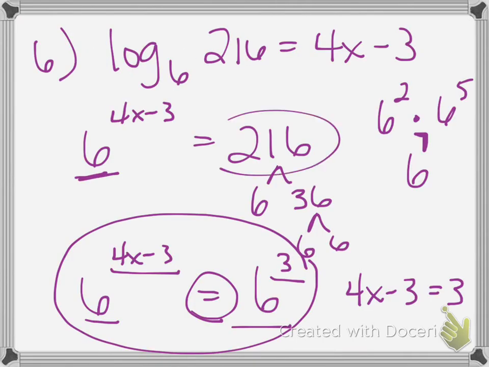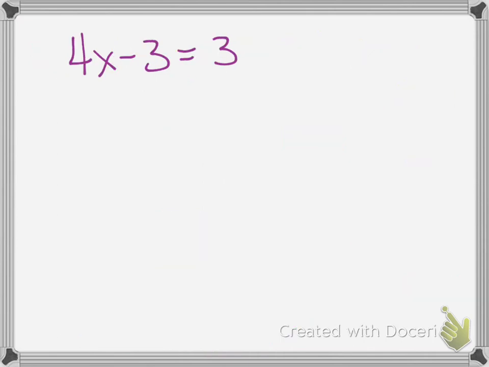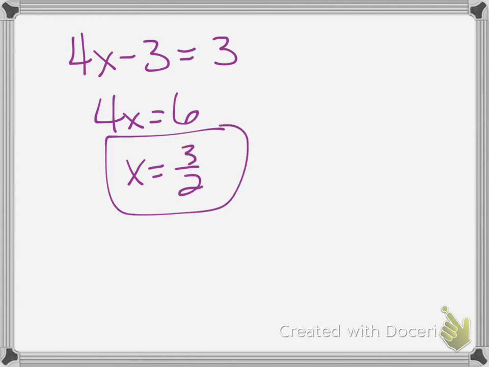Okay, so I'm going to continue with that. That's the reason why we needed to get 216 with a base of 6, because we needed those bases to match to be able to set our exponents equal to each other. So then I get 4x equals 3 plus 3 is 6, so x equals 3 halves. So that finishes that one up.